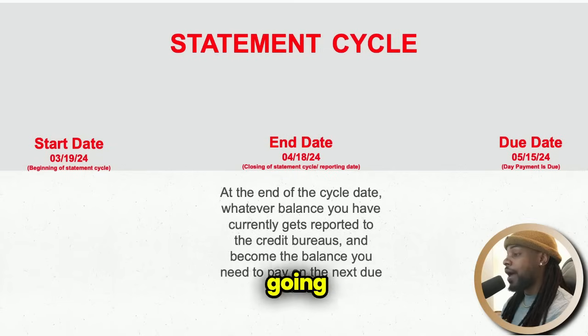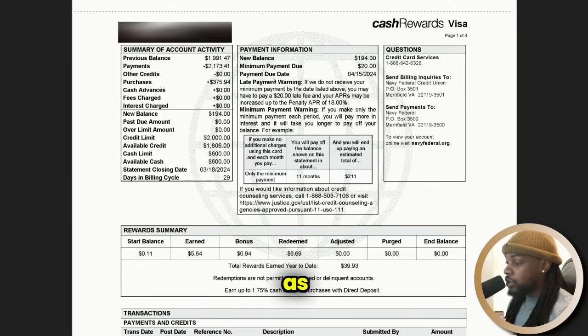And now I'm going to actually pull up the actual statement that goes with this account. Now, as you can see, this is a Navy Federal Cash Rewards Visa card. And it lets you know right here, the minimum payment due is $20. I want to make sure that we don't get that confused. The new balance is $194. That's what I need to pay in full to not have interest. $20 is the minimum payment.